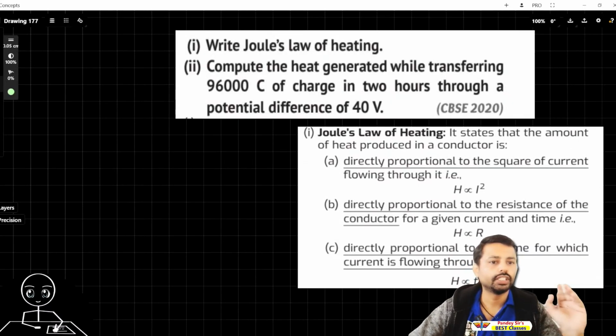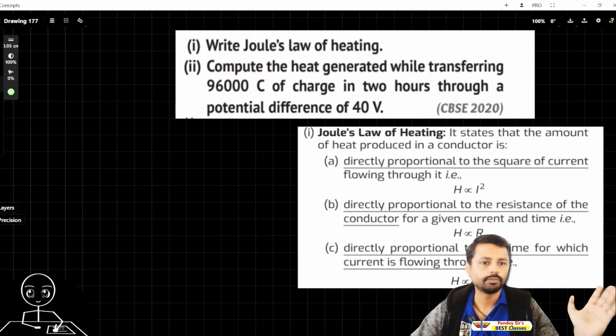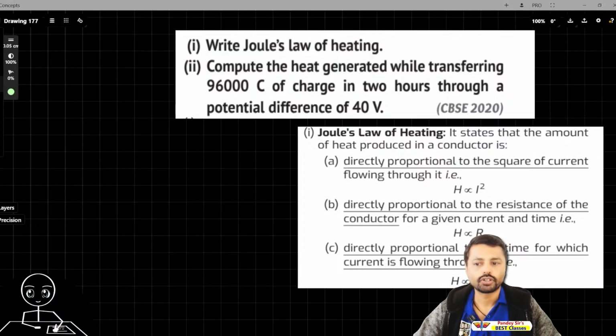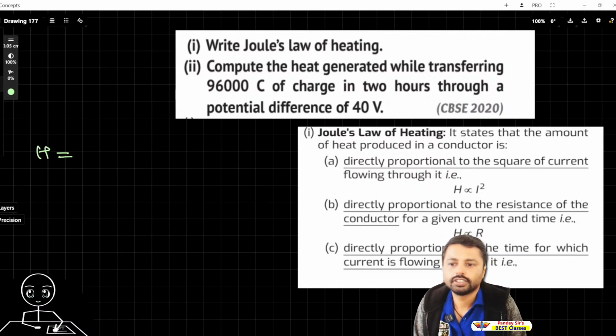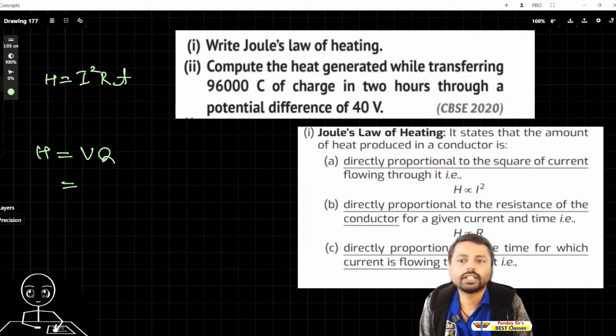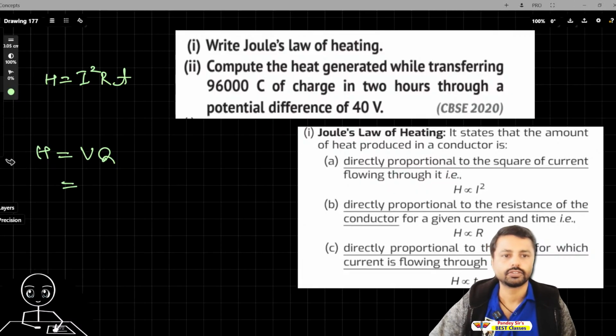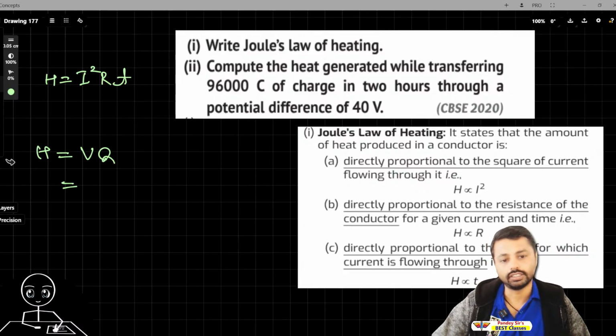Now we have to compute the heat generated while transferring 96,000 coulomb in 2 hours at 40 volts. So the formula is H equal to VQ. Okay, this formula is very useful and handy. The general formula is H equal to I square RT. That's also required, whereas this one is time. Okay, and in this question time has been given just to confuse you.